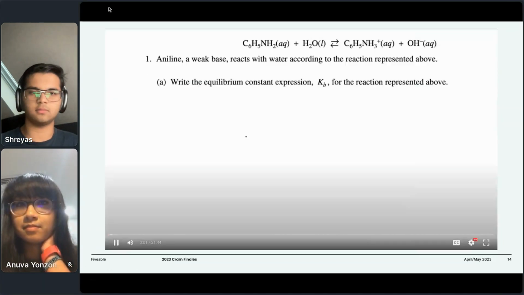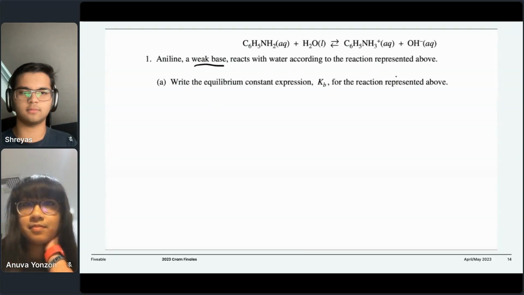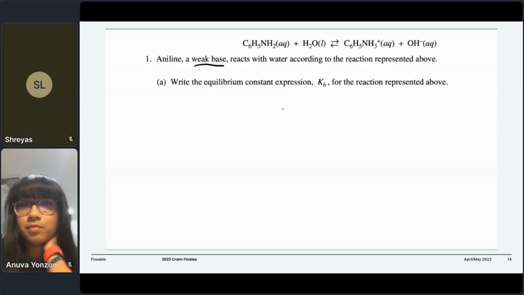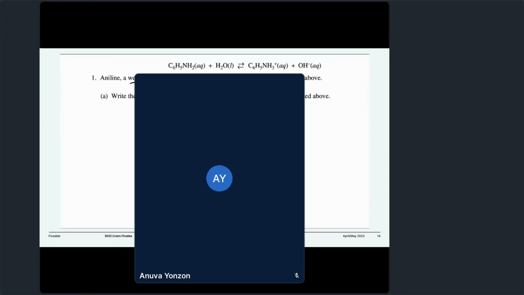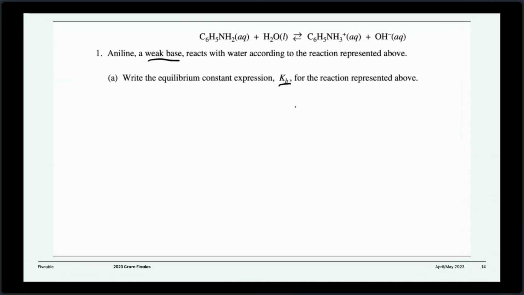All right, so let's look at this FRQ question. We have aniline, which is a weak base that reacts with water according to the reaction represented above. Question A asks us to find the equilibrium constant expression, that is Kb, for the reaction. This is an easy point. You can get it by just looking at the AP Chemistry formula sheet. Kb is our OH minus multiplied by our conjugate acid all over our base.